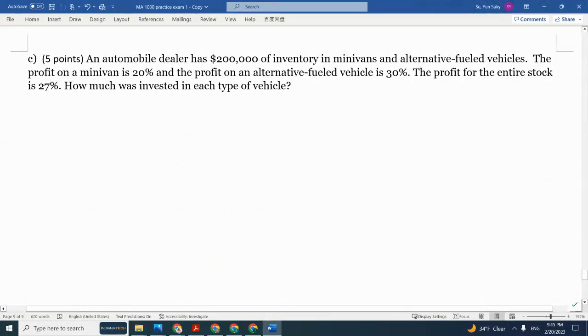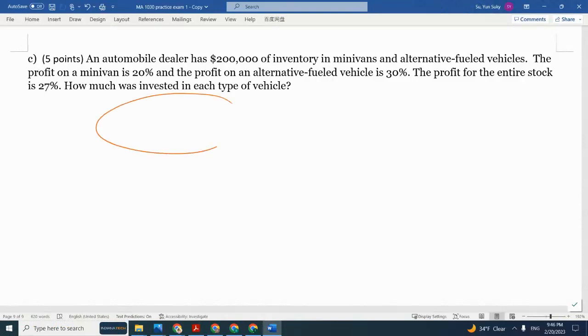An automobile dealer has $200,000 of inventory in minivans and alternative fluid vehicles. The profit on a minivan is 20%, and the profit on an alternative fluid vehicle is 30%. The profit for the entire stock is 27%. How much was invested in each type of vehicle?